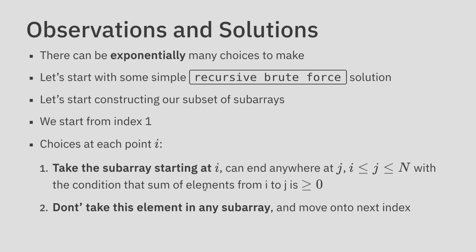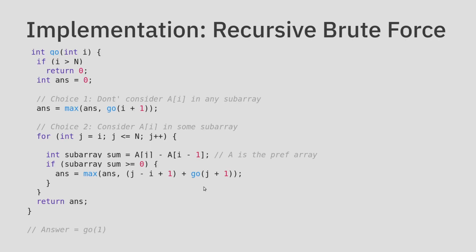The other option is to not take this element in a subarray. If you are not taking it in any subarray, we are moving on to the next index that is available, which is I plus 1. So this is the basic brute force recursive approach for this.